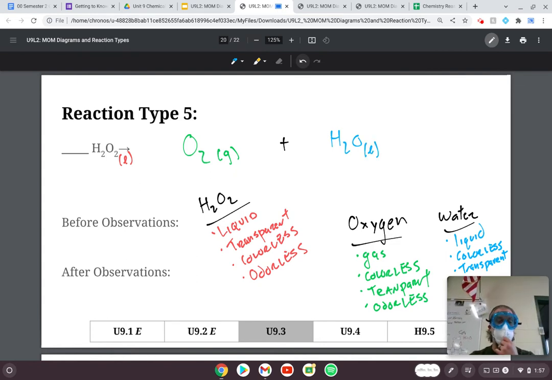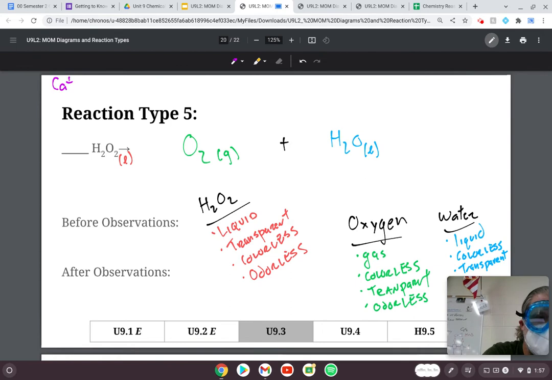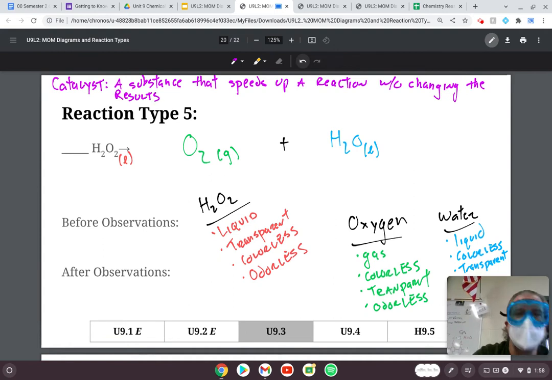A couple of things that I want to go back and touch upon. The first thing I want to touch upon is what a catalyst is. So a catalyst is a substance that speeds up a reaction without changing the results. And many times the catalyst can be recovered.